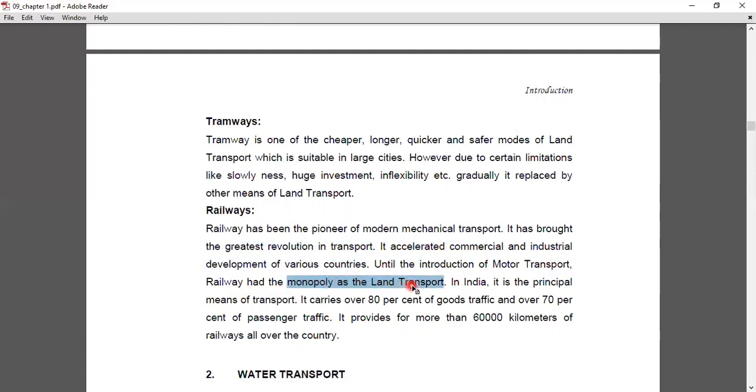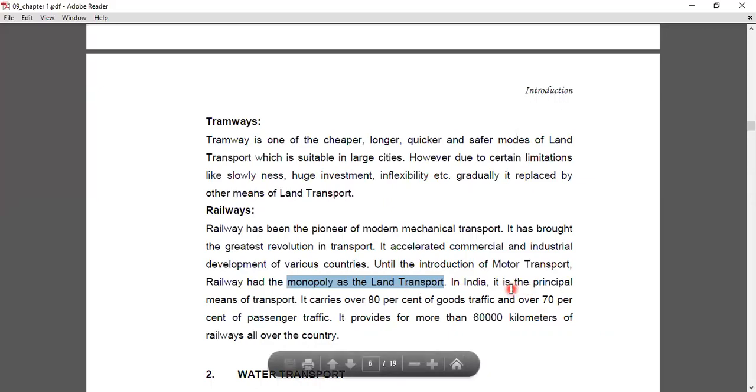We all know that the railway plays a major role in land transportation. It is cheaper, and the carriage capacity of the railway is much higher than any other mode of transportation. So it had the monopoly in land transport until motor transportation was introduced.